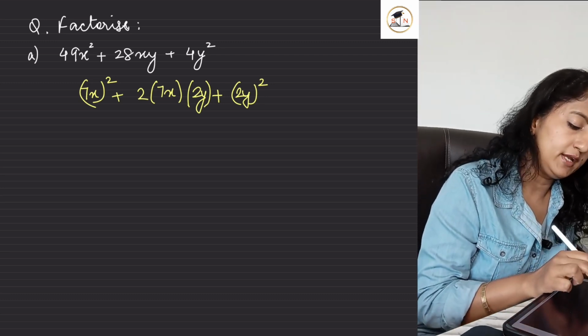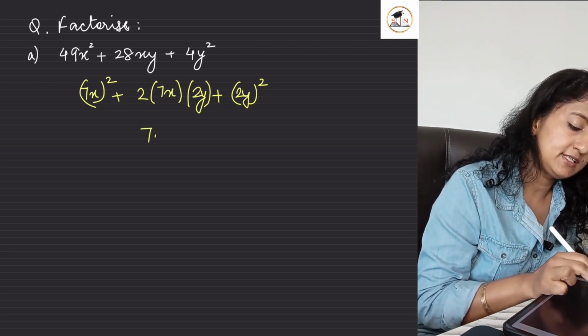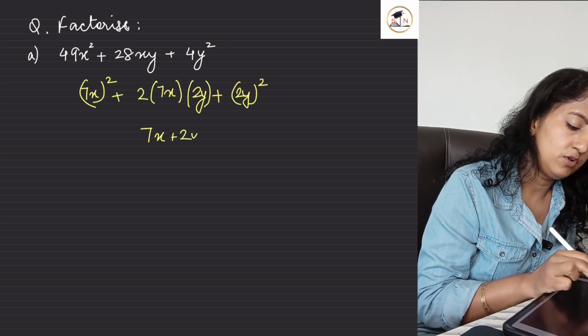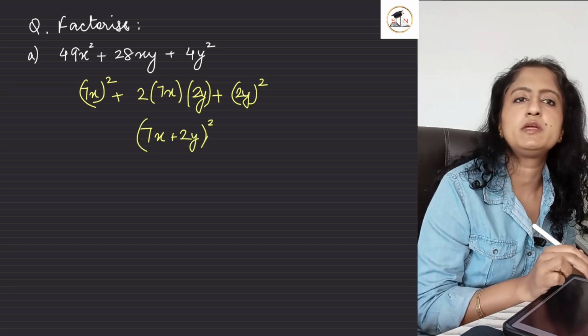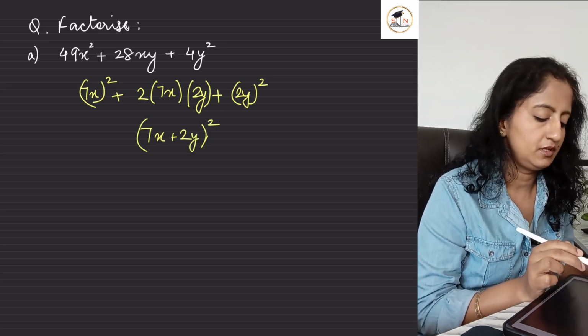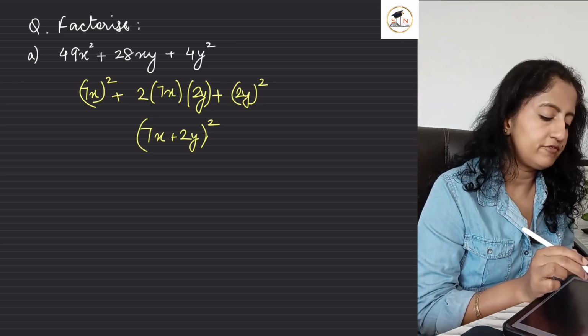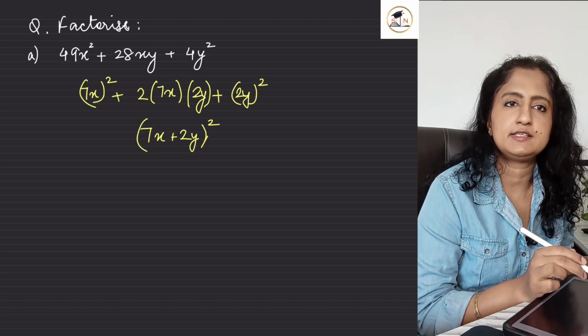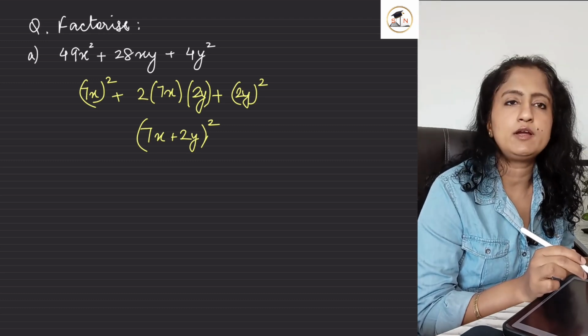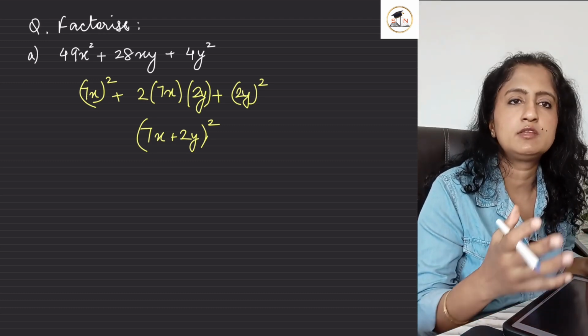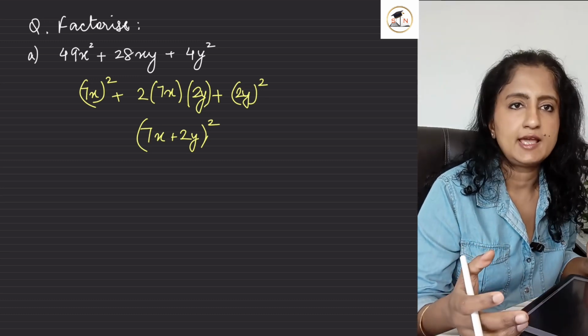And now what do we get? We get 7x plus 2y whole square because it has to be in the form of a plus b whole square. Okay, we have got the look of the identity. However, the question says factorize. And 7x plus 2y whole square is actually not with respect to the factors as yet.